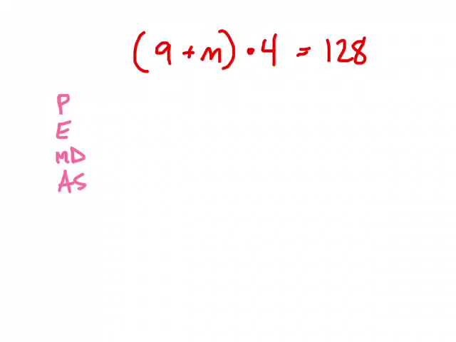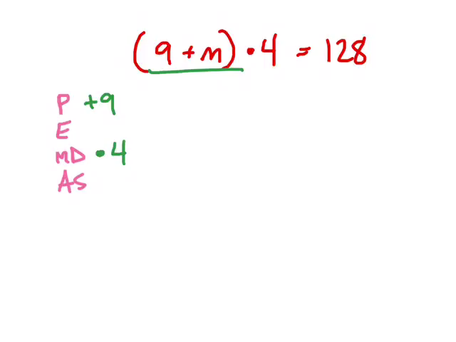Unlike my last ones, because I have a parenthesis here, the first thing I did to m was add 9 in parentheses. Afterwards, I multiplied by 4. So if I follow order of operations, first I added 9, then I multiplied by 4. Opposite of what's normal. That's okay.